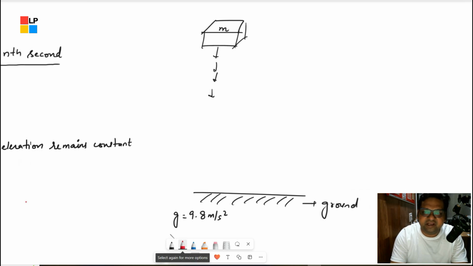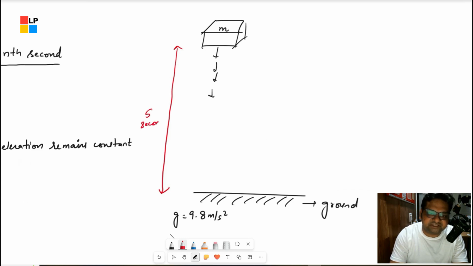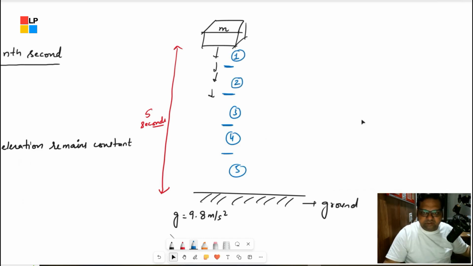Let us assume that this object will fall in 5 seconds. In 5 seconds it will fall on the ground, and there will be some values. Let's say in 1 second it covers this much distance, in 2 seconds a slightly larger distance, then in 3 seconds again more distance, and fourth and fifth. So this is the first second, the second second, and like this the object will fall and cover certain distances: first second, second second, third second, fourth second, and fifth second. So the distance will not be the same.